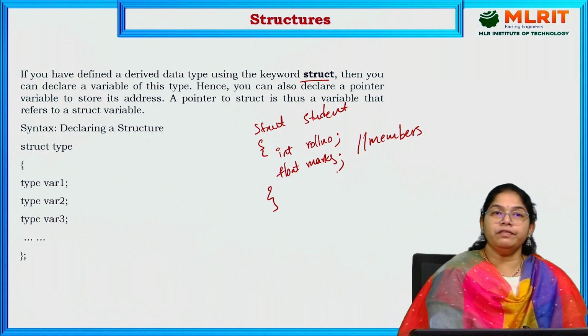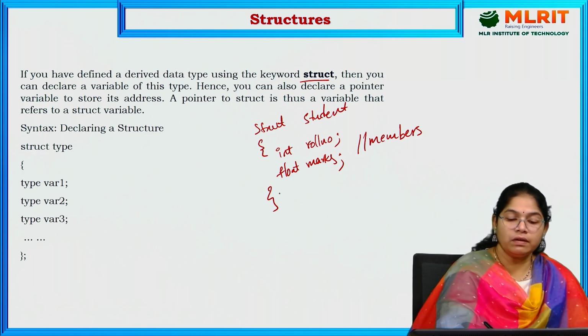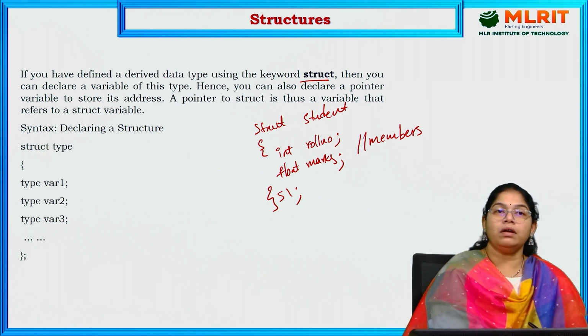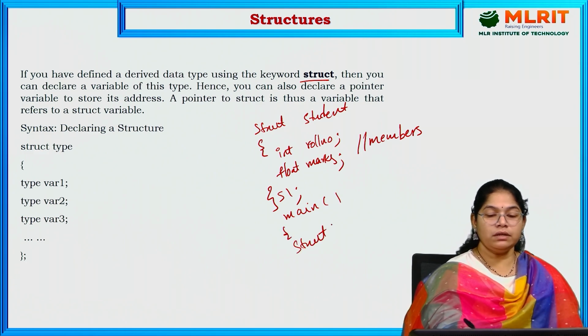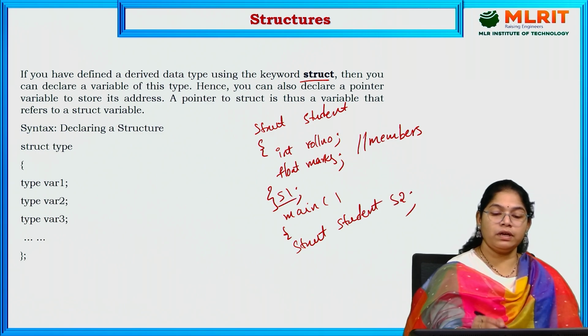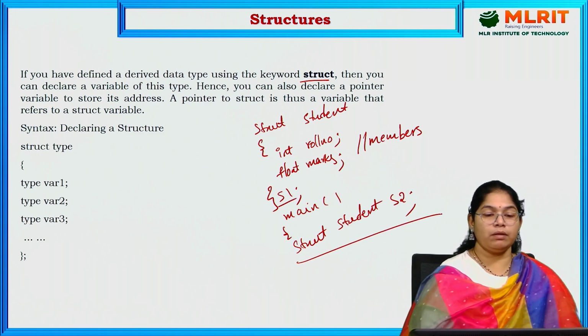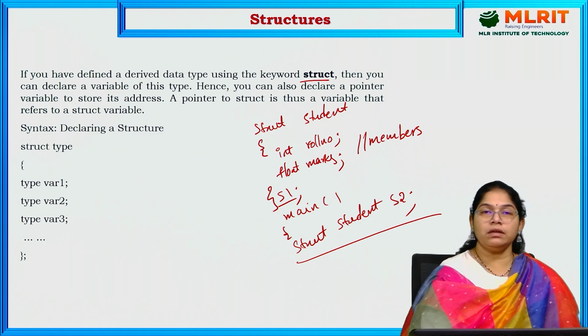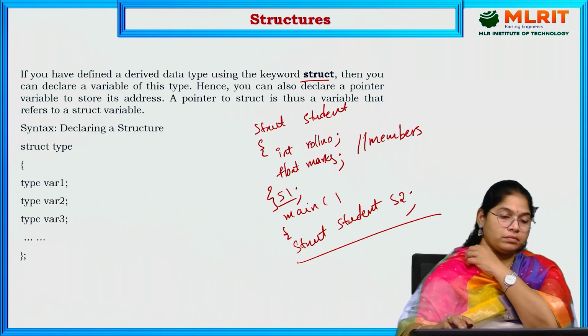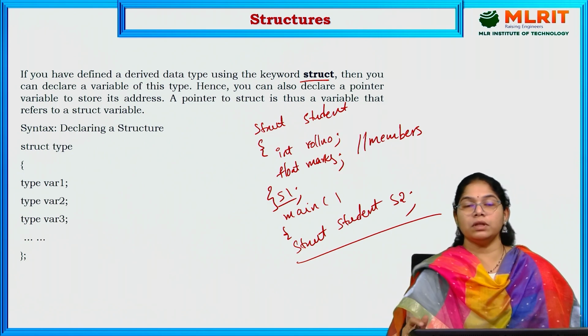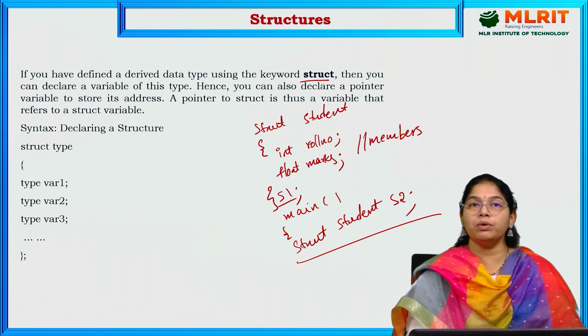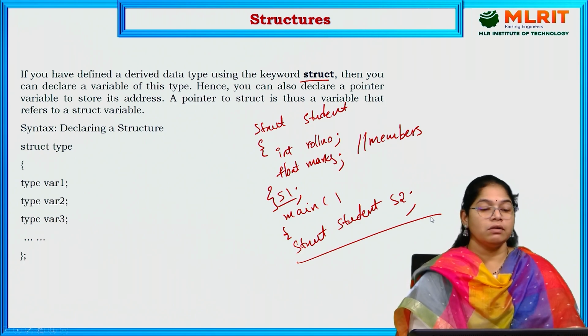Then to create a variable for the structure, either we can create a variable here or we can create a variable in the main, like struct student S2. Either we can create a variable here or we can create a variable here. So all this we discussed in the previous session, how to create a structure and how to create a variable for the structure.